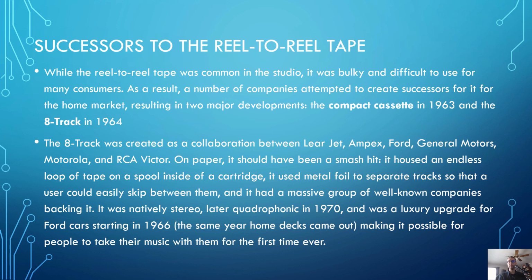So reel-to-reel tape was super common in studios, but there's a problem. It's bulky, it's difficult to use, and many consumers didn't really like it and preferred records. Even though it was easier to reproduce, it was a lot more convenient. As a result, a number of companies attempted to create successors for reel-to-reel tape for the consumer market, which resulted in 2 major developments. The first was the compact cassette, or tape cassette, in 1963, and this was quickly followed by the 8-track in 1964.